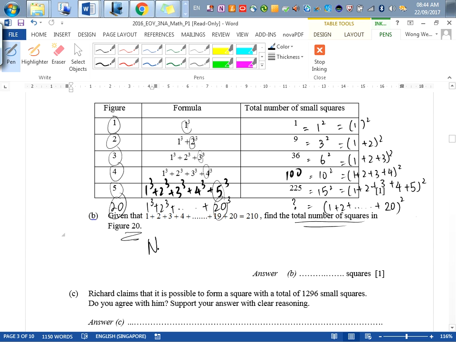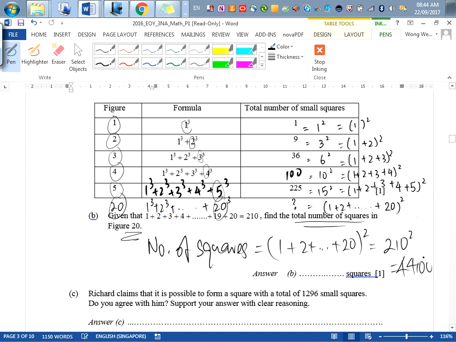210. So number of squares equals to 1 plus 2 plus dot dot dot until 20 square. This is equals to 210 square, which is 44,100. Yeah, 1 mark. So actually, if you can see the pattern, all you needed to do was to just take 210 square. Okay. Now the next part, very interesting.